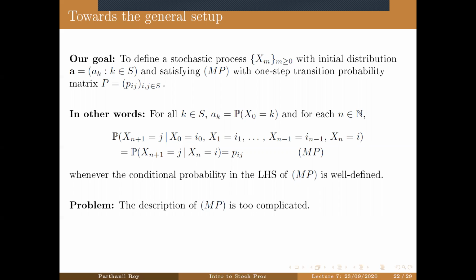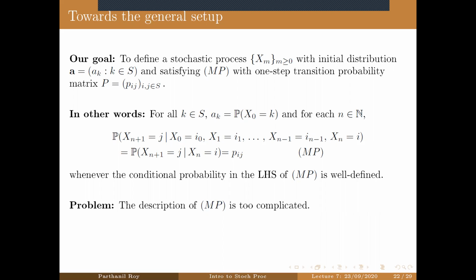Now the problem is that this description is too complicated. Every time we give this description, we have to say that the left hand side is equal to the right hand side provided they are well defined and both of them are equal to P_ij. This makes the whole thing extremely complicated. We have already seen, just to show that the row sums of the P_ij is equal to 1, that's a very simple fact. We have to actually first make sure that we take an n such that the probability of X_{n+1} equal to j conditioned on X_n equal to i is well defined.